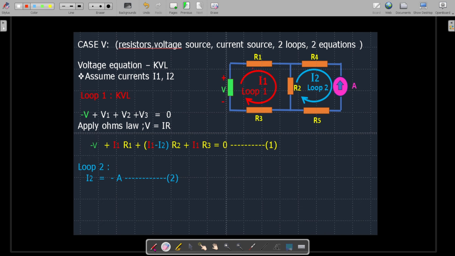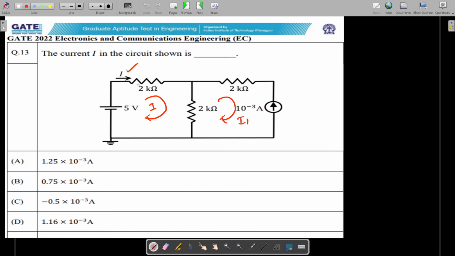Then we move on to the second loop. Whenever you have a current source like this, available at the periphery, you can simply write the current value. So I2 can be taken as minus A. Why? Because I2 is traveling downwards, but the current source is supplying current in the upward direction, so it is a negative value, minus A. In that way we can solve. Here you notice that R3 is not available in our problem, and R5 is also not available. So we'll see how to solve this.